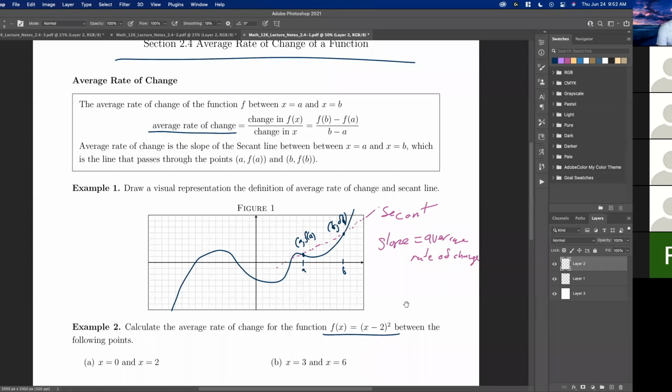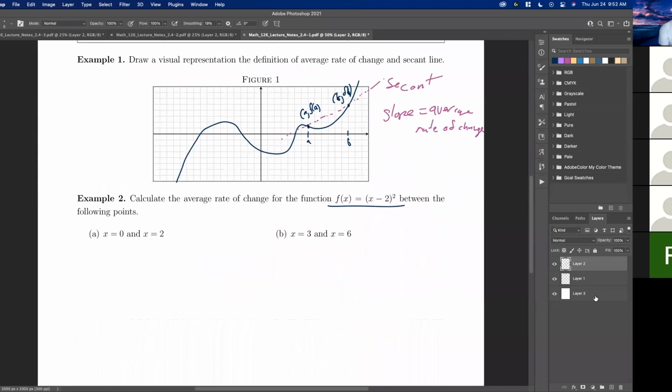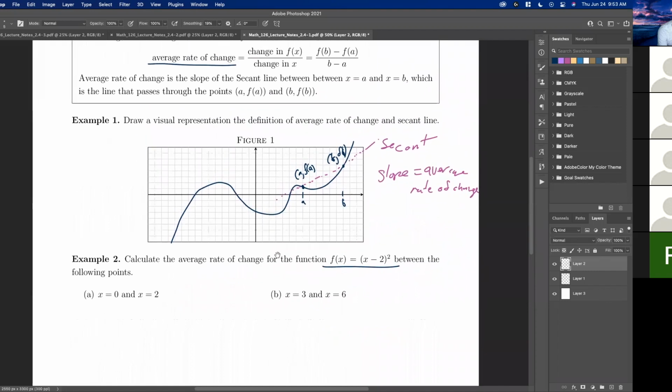All right, so here, let's go down to here. The slope of the secant line is equal to the average rate of change. So that's what we're doing here. Let's just calculate a couple of these. How do we calculate these? Well, we just find 2 points. There are 2 ways of doing this. One, you can just use the formula I've given you right here, which is what we're going to do this time. So let's go ahead and do this.